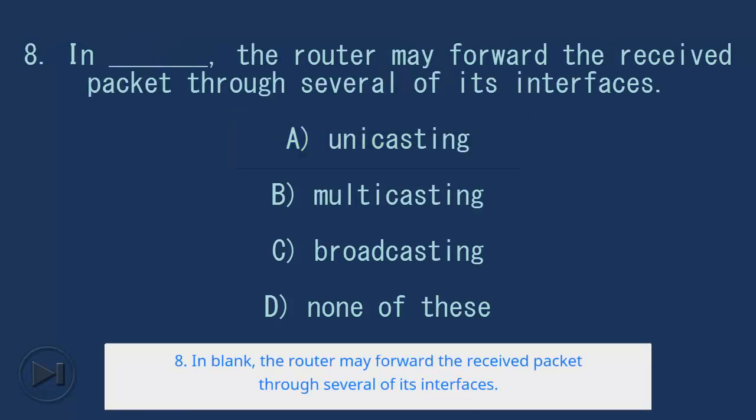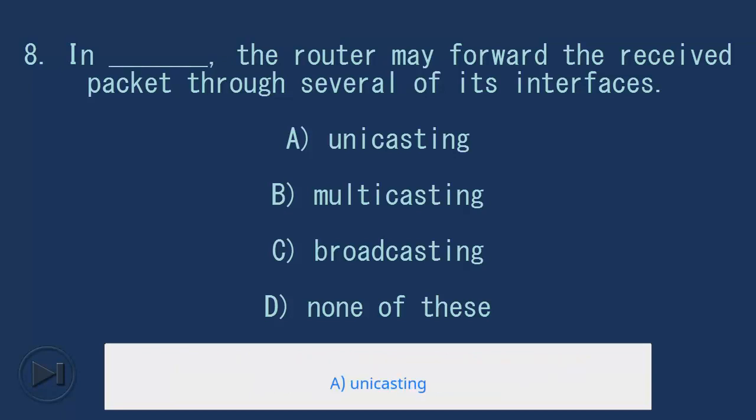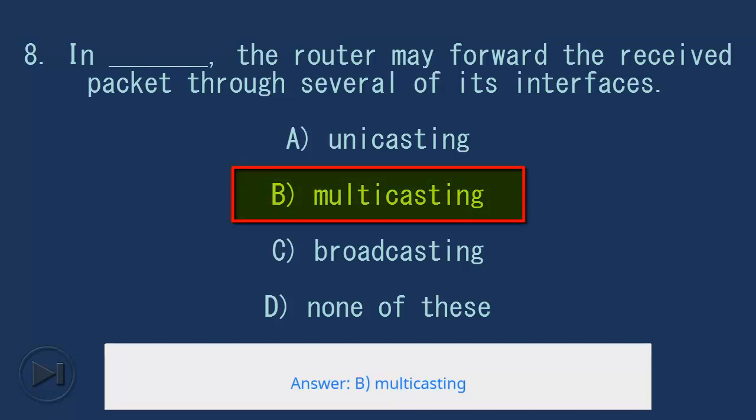8. In blank, the router may forward the received packet through several of its interfaces. A, unicasting. B, multicasting. C, broadcasting. D, none of these. Answer, B, multicasting.